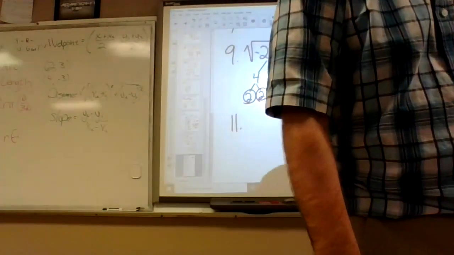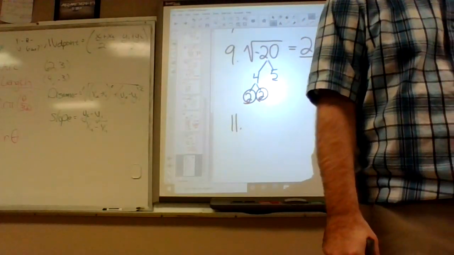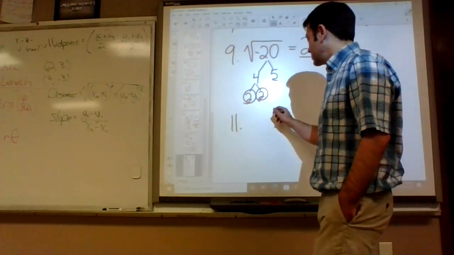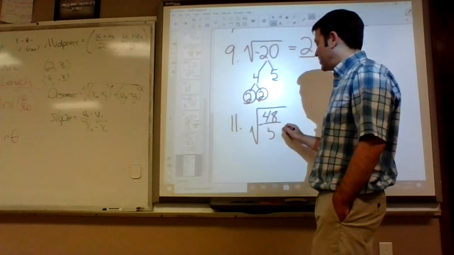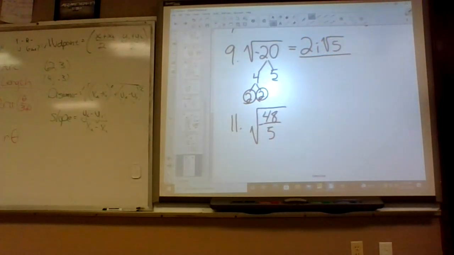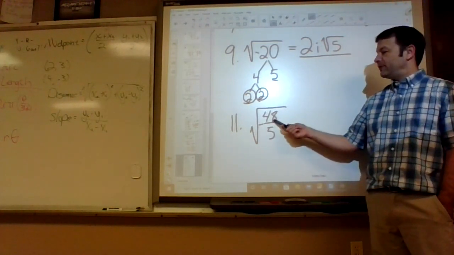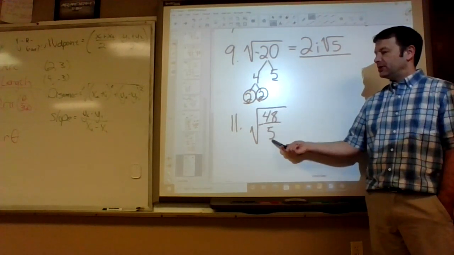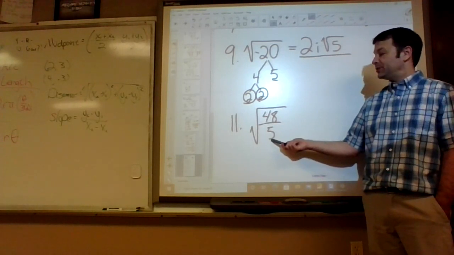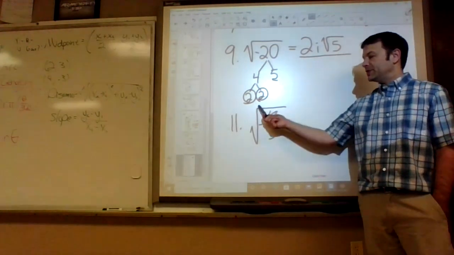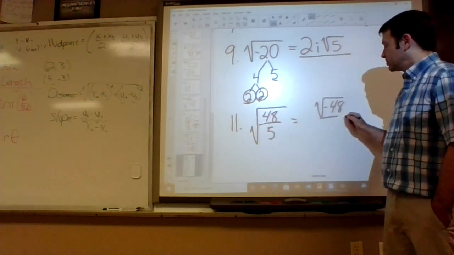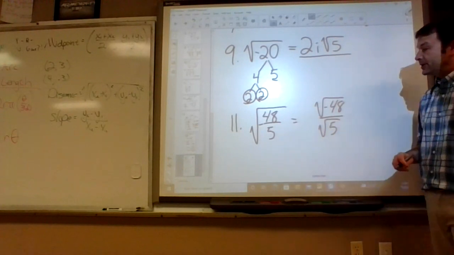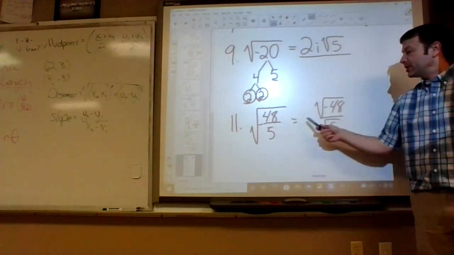Number 11. This one's a big mess. Okay, so right off the bat, I know there's going to be an i in my answer. This has 2 problems. One of the problems is square root of 48 simplifies. The other problem is square root of 5 should not be in the denominator. All of this is under the square root. This would be the same thing as this. I could write it that way.